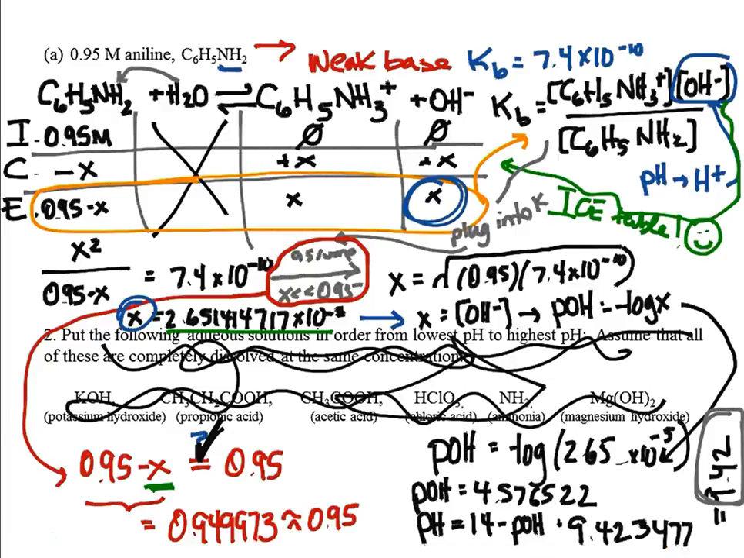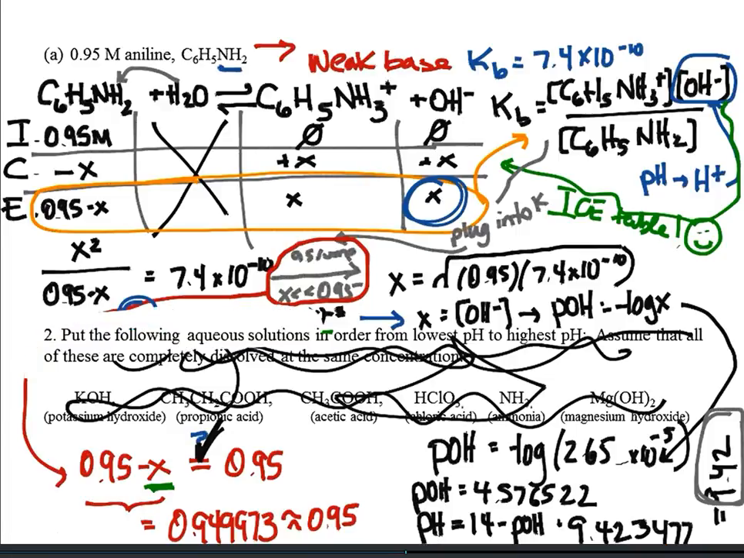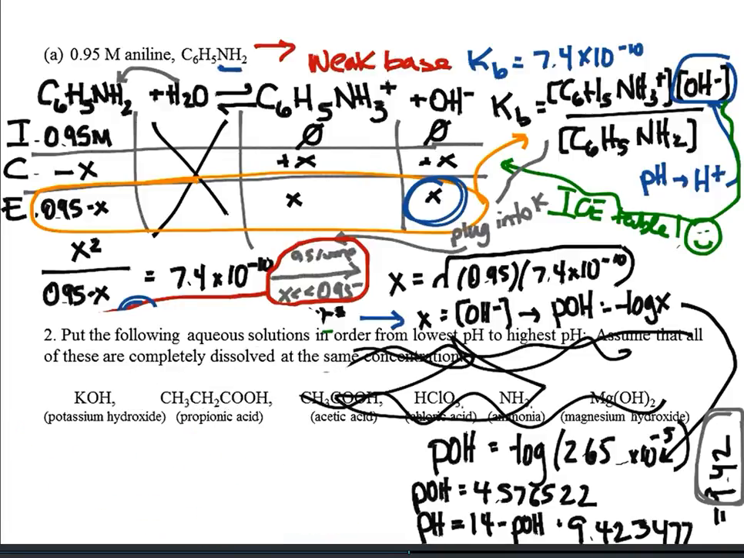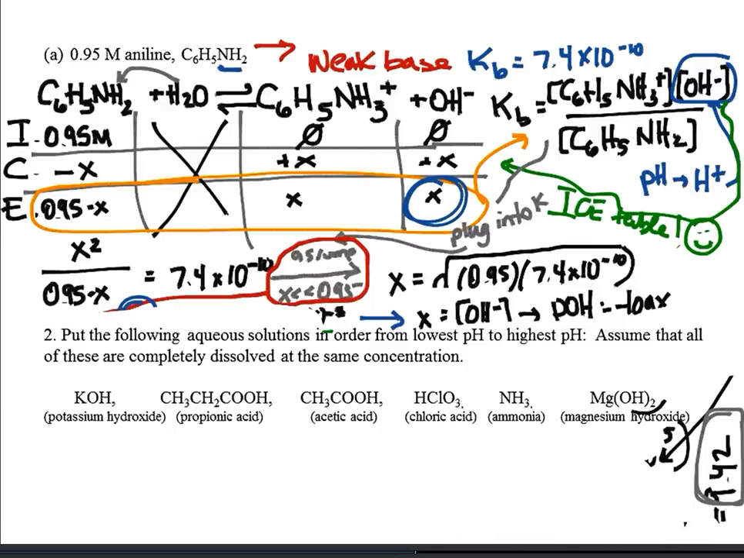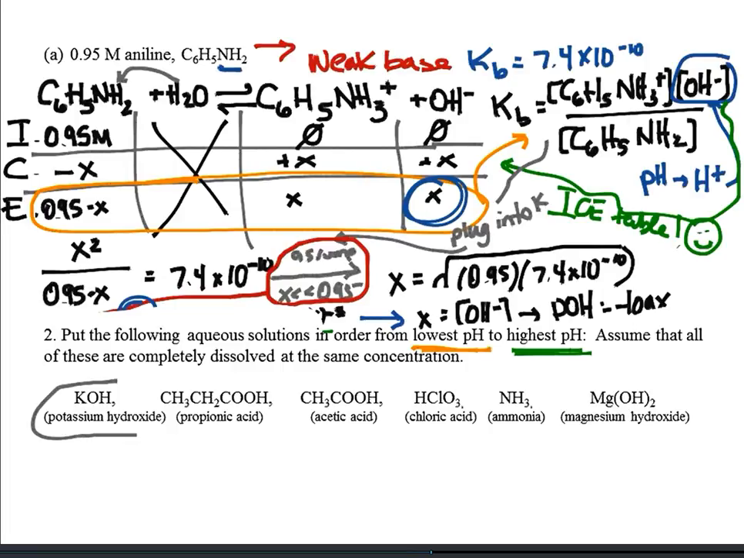Now, number 2, I'm going to have to erase all this extra stuff. Here we're putting things in order from highest pH to lowest pH. Now, we need to classify each of these things. We did this one in class, actually, so we need to look at each one and decide what it is. Potassium hydroxide is a strong base.